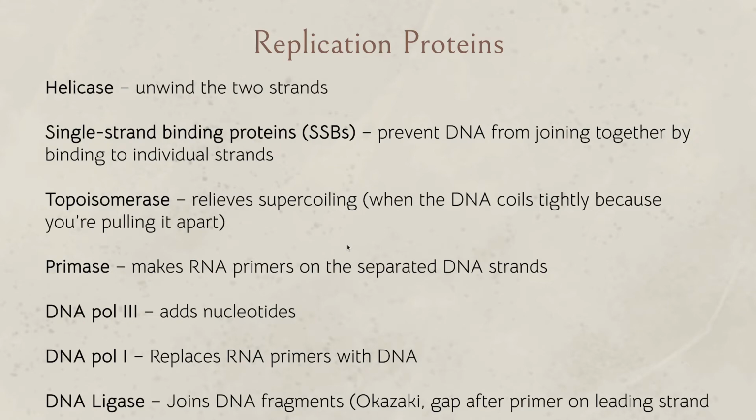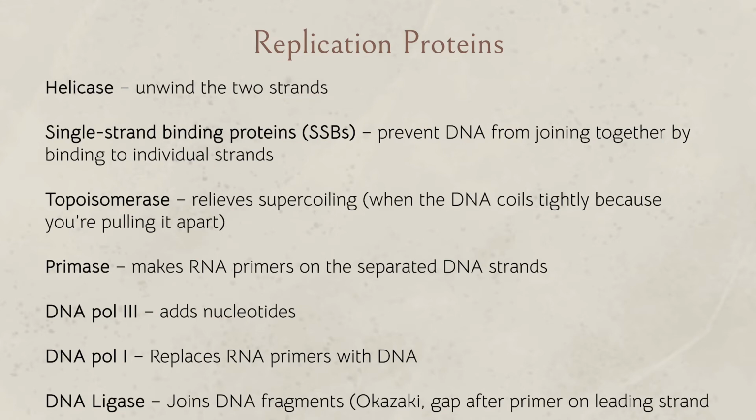Okay, so for replication, there's a couple of proteins that you'll need to know. However, it's probably not going to make too much sense right now what they do, but there is a picture on the next slide that's going to put everything into context. So first, helicase unwinds the two strands of DNA. So, at the replication fork, the DNA is separating, right? The original DNA. So that's what helicase is doing.